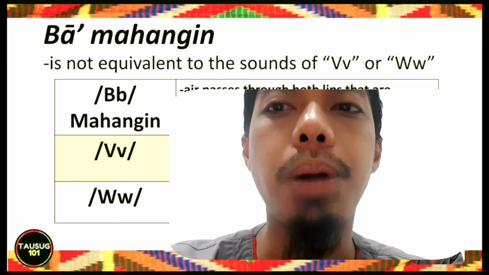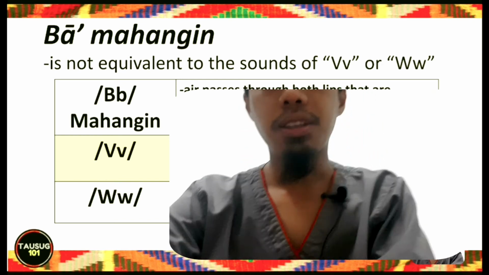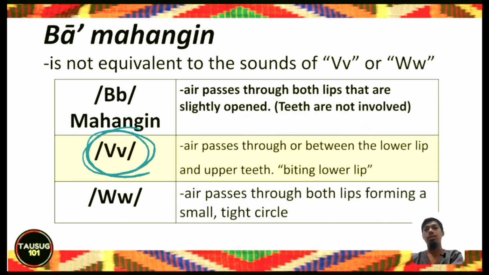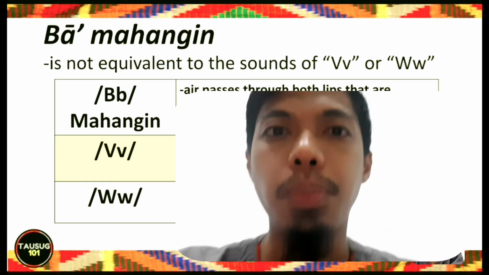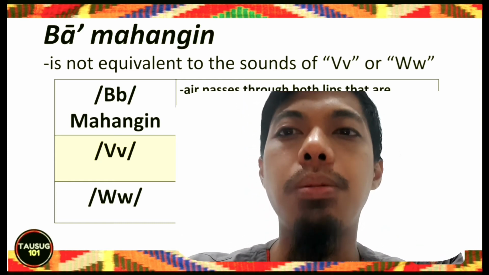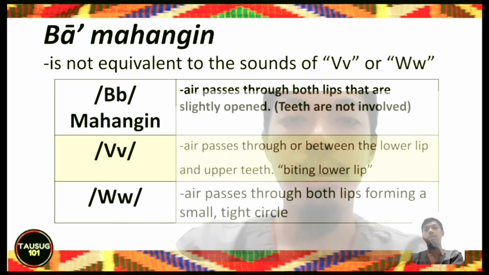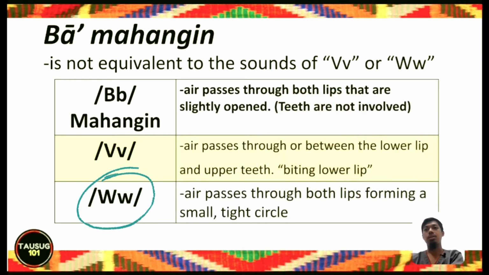An example, look at my mouth. Va, va, va. Letter V, on the other hand, air passes between the lower lip and the upper teeth. There is a kind of biting the lower lip style. Va, va, va. That's letter V. While Bā Mahangin is va, va, va. On the other hand, the letter W, air passes through both lips forming a tight circle.